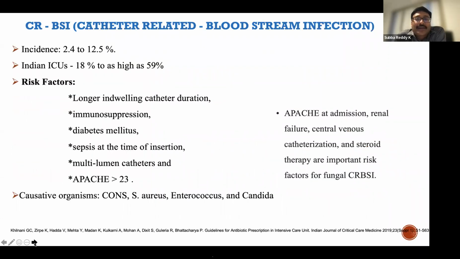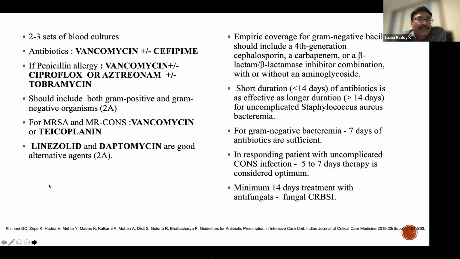So coming to catheter-related bloodstream infection, the incidence is 2.4 to 12%. In our ICUs, it is around 2 to 3%. The risk factors are longer indwelling catheter duration, immunosuppression, diabetes, and the most common organisms are CONS, Staphylococcus aureus, Enterococcus, and Candida. Candida incidence is increasing, but again the gram-negative organisms causing catheter-related infections are also increasing in our intensive care units.